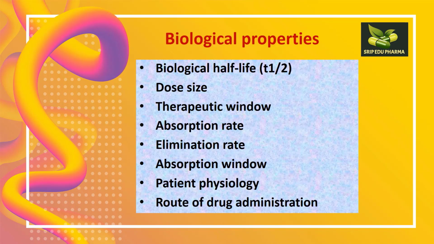Now comes the second category, that is, biological properties which affect the preparation of controlled release formulations. In this, we will be discussing biological half-life, dose size, therapeutic window, absorption rate, elimination rate, absorption window, and patient physiology, as well as route of drug administration.